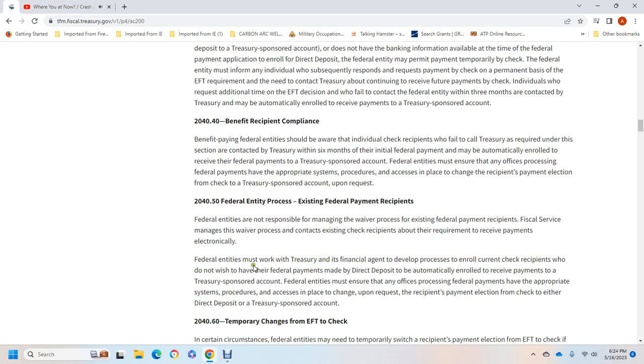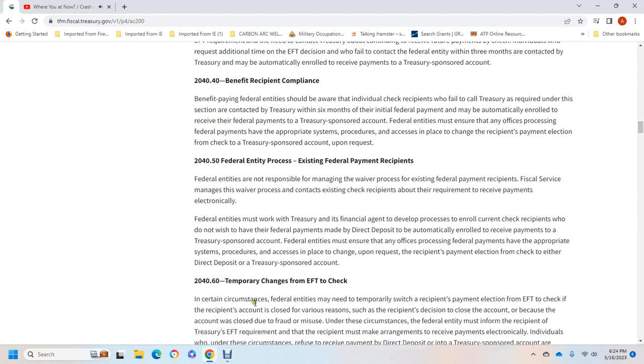recipients who do not wish to have their federal payment made by direct deposit to be automatically enrolled to receive the payments in the Treasury-sponsored account. The federal entity may ensure the office processing federal payment has the appropriate system to receive the SS of the plaintiffs and change upon the request of the recipient payment election from the check once they have received their direct deposit to the Treasury-sponsored account.